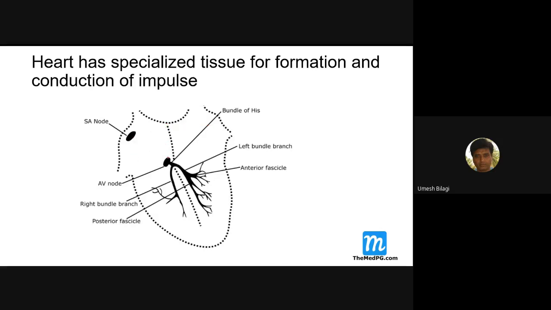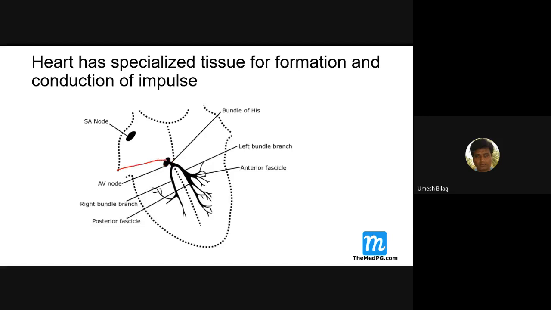And when they reach the AV node here, this is the AV node, and from the AV node it comes to the ventricles. In normal persons, the impulse from the atria can reach the ventricle via this AV node only. It cannot go otherwise. So this is the only gateway for going into the ventricles.